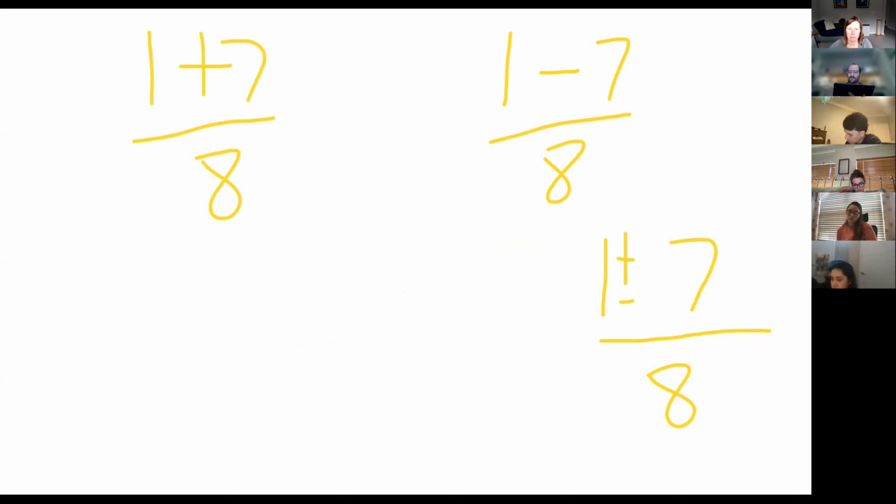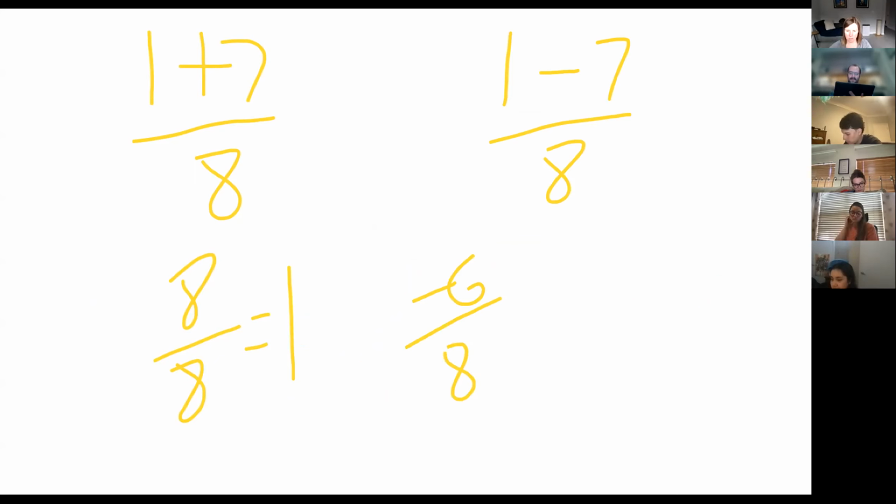But if I have something like 1 plus or minus 7/8, I can simplify this. 1 plus 7/8 gives me 8/8 or 1. If I do 1 minus 7, that gives me a negative 6/8. And so that's giving me a minus 3/4. Divide top and bottom by 2.